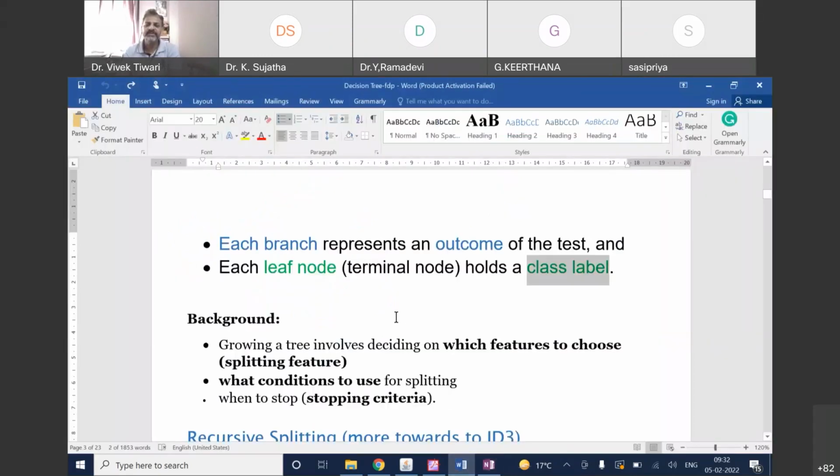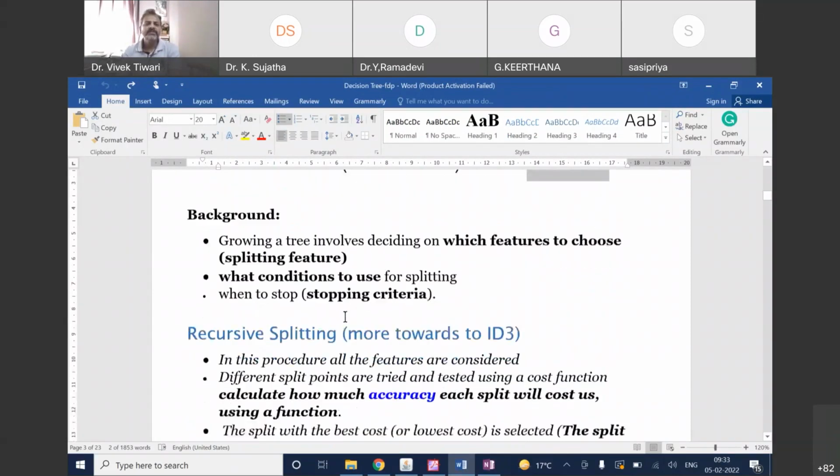So it is the terminological understanding we have made. I think this is clear to everybody. What are the internal nodes? Internal nodes are the variables or features you have to consider. Then you have to apply some test, and depending on the test, we have to go for further splitting. And finally, once the tree has grown completely, all the leaf nodes must have a class label so that you can predict something.